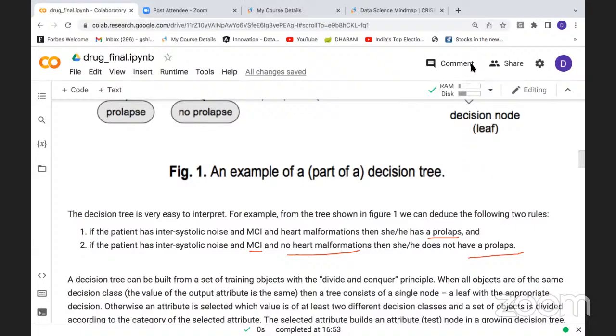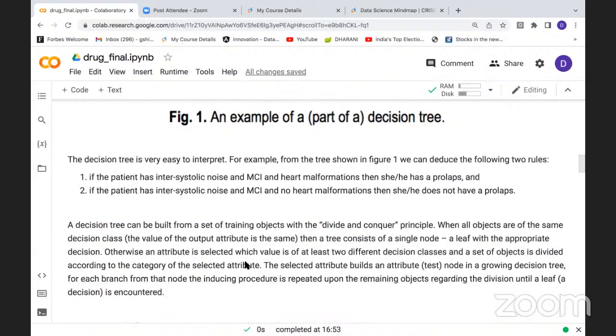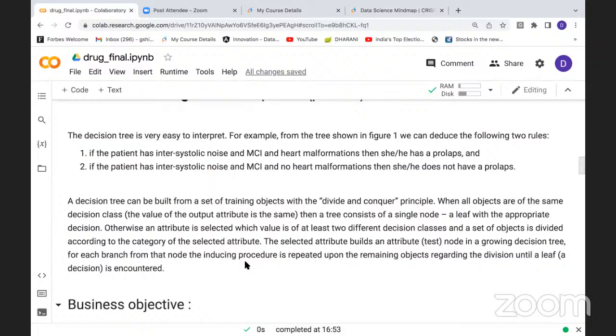So what is the criteria? It is doing the same as our British rule. We are using the divide and conquer principle here. You collect all the content, but more priority is given to the input, the features, taken into consideration with the information gain concept. The selected attributes, or the inputs, mean the same. They grow a decision tree from each branch of that node. The inducing procedure is repeated till you reach your leaf node.